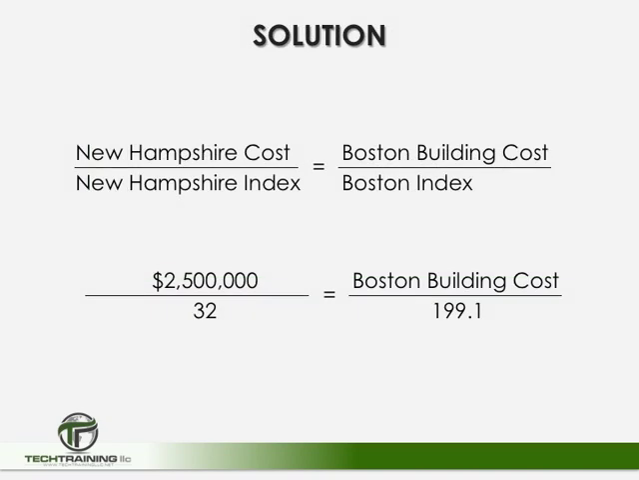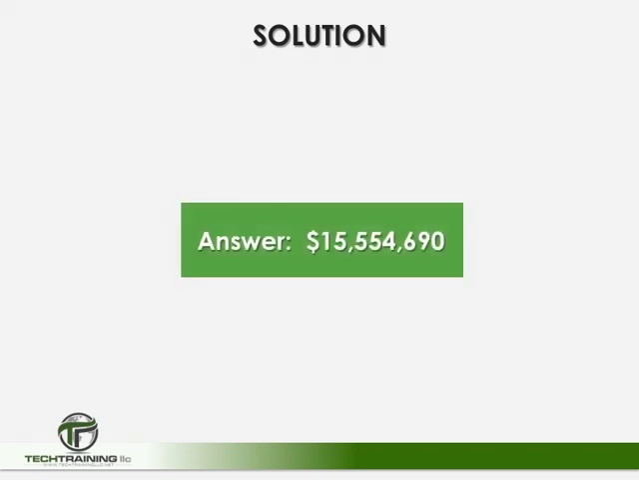So now we can simply plug in our numbers, and again we have the New Hampshire cost, and that was $2.5 million back in 1992. The historical cost index is 32, and this is going to equal the Boston building cost over the Boston building index, or the current cost index in Boston. And therefore, if we simply cross multiply, we should come up to an answer of $15,554,687.50. But we're going to go ahead and round that off to $15,554,690.